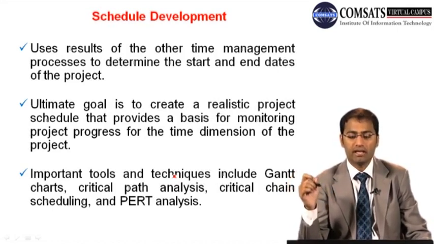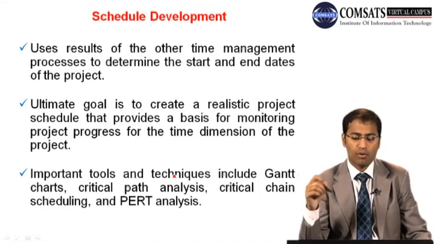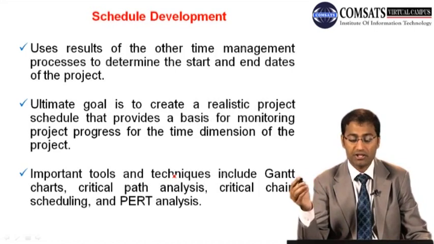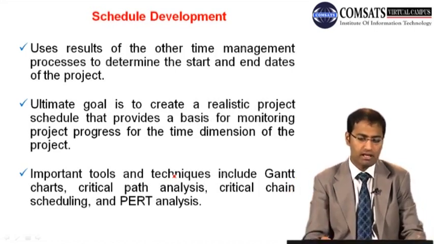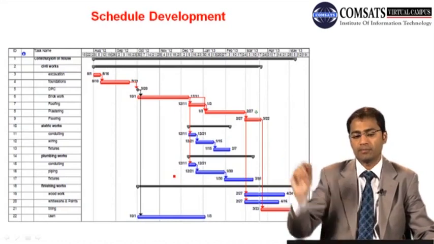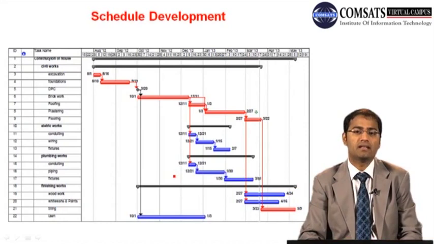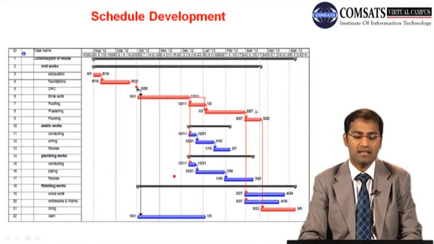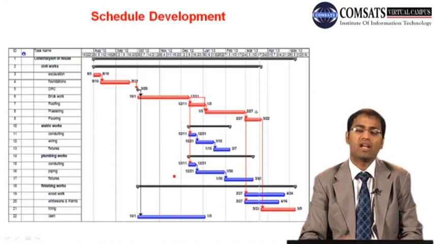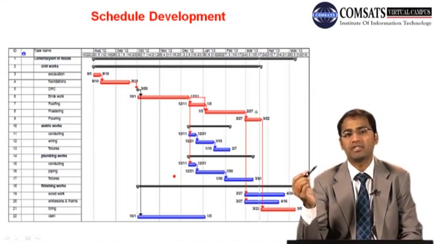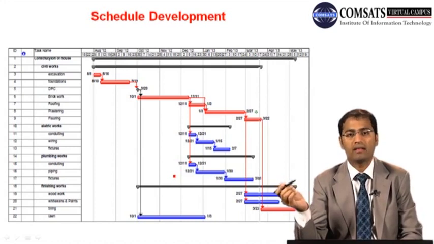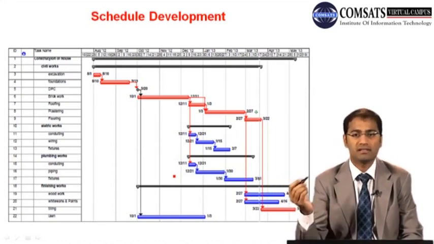The ultimate goal is to create a realistic project schedule that provides a basis for monitoring project progress for the time dimension of the project. Important tools and techniques include Gantt charts, critical path analysis, critical chain scheduling, and PERT analysis. Now we are having this one thing over there, and that is the Gantt chart. The Gantt chart was developed by an engineer, and his name was Gantt, and it is nothing else but a horizontal bar chart.